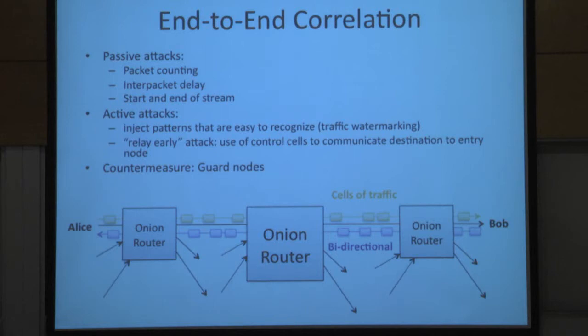So packet counting is one way of doing it. Looking at inter-packet delays is another way of doing it. Start and end of streams. These are just some examples of things you can use to correlate streams.